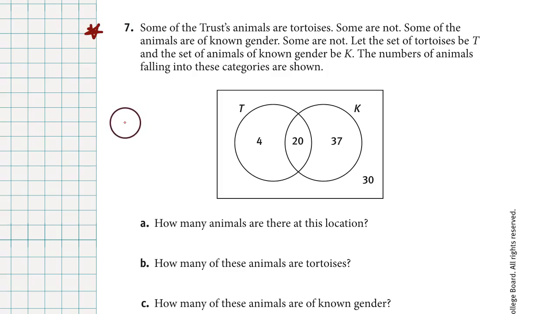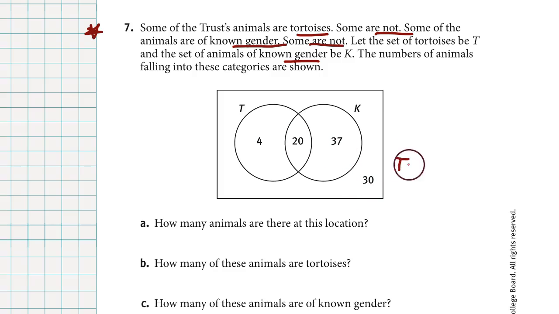Let's try the same problem, but with a Venn diagram instead of a frequency table. Some of the animals are tortoises and some are not. Some of them are of a known gender and some are not. Let the tortoises be the T and the animals with a known gender be the K. The number of animals falling into the categories are shown. Notice that this Venn diagram is completely filled in because the overlapped region is filled in, as well as the other numbers in the circles, as well as the number in the corner.